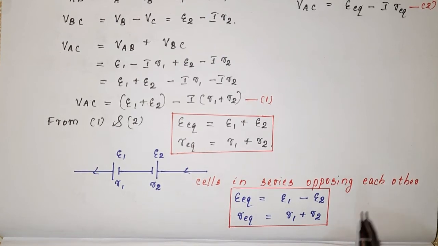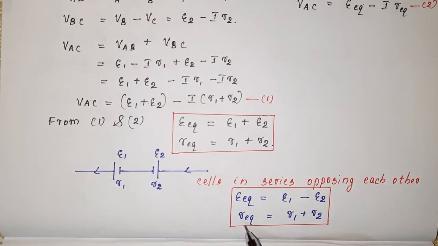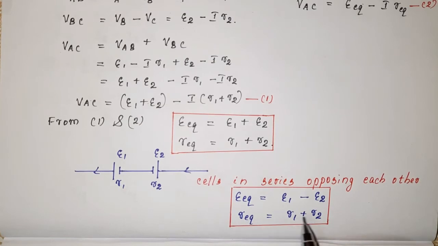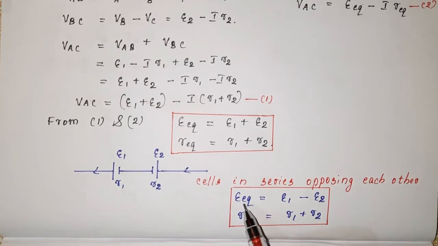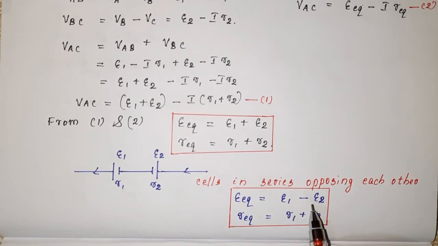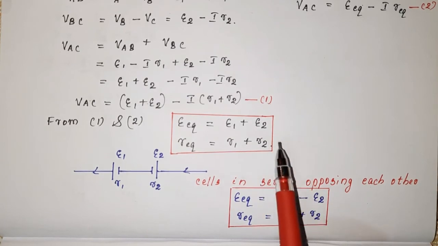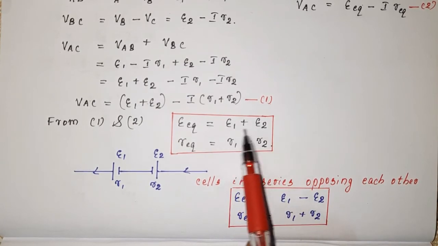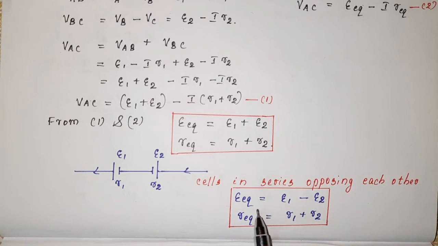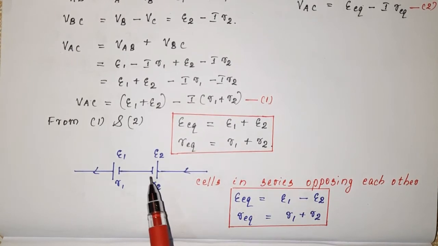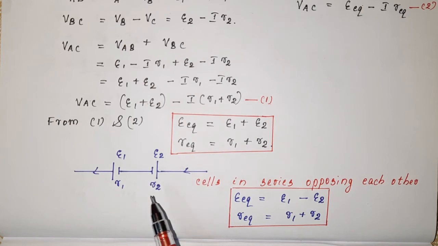In such a case, the expression for equivalent internal resistance remains the same, but equivalent EMF becomes epsilon 1 minus epsilon 2. So there is a difference in sign. Compare and study. When they aid each other, it is epsilon 1 plus epsilon 2. When they oppose each other, epsilon 1 minus epsilon 2. So take care of the method of connection also.